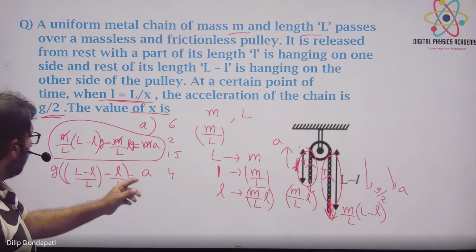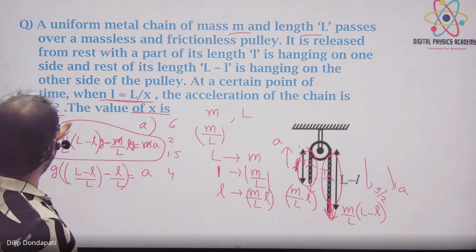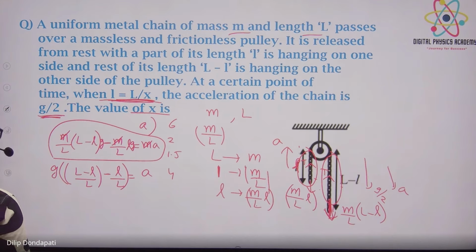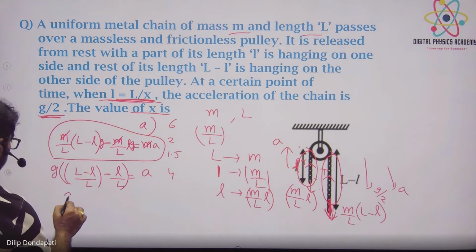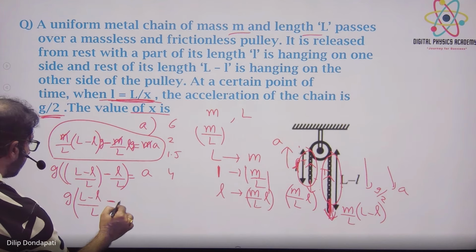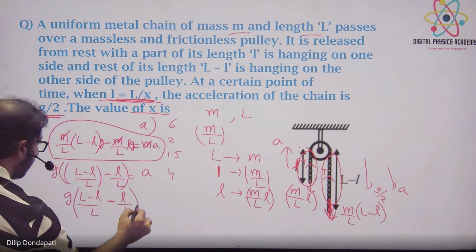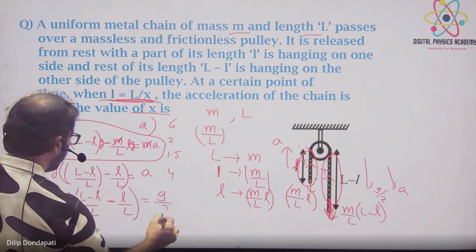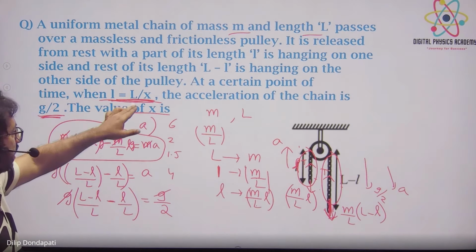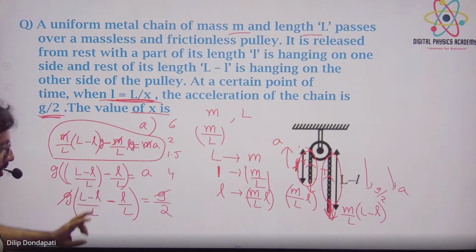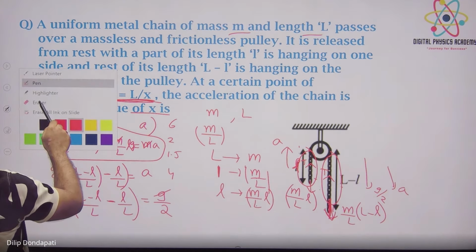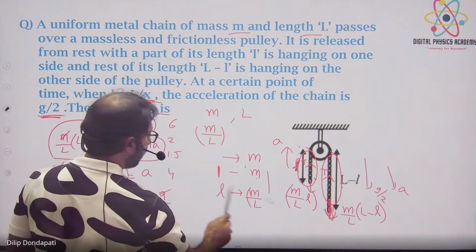Now tell me, how much acceleration is given? The acceleration is g by 2. When acceleration is g by 2, small l equals capital L by x. Now put g by 2 in place of a. g into capital L minus small l by capital L is equal to g by 2, so g cancels. Now put L by x in place of small l and solve. You will get the value of x.